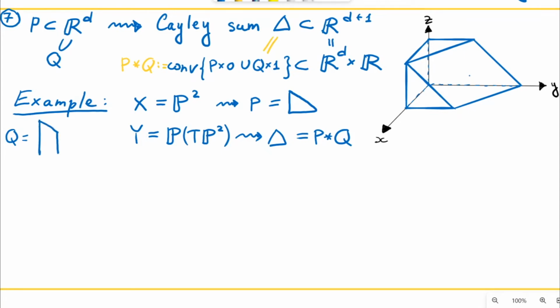Again, as we know from toric geometry, the Newton polytope of P2 is just a triangle. And to get the Newton-Okounkov polytope of Y, we take a polygon Q, which is just a trapezoid. It's not hard to check that there is a certain Newton-Okounkov convex polytope corresponding to this variety Y, such that it is indeed the Cayley sum of P and Q.